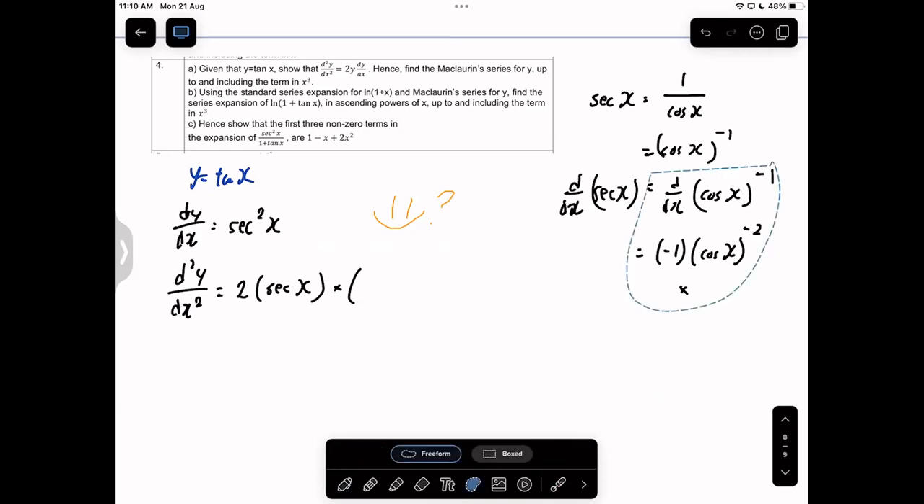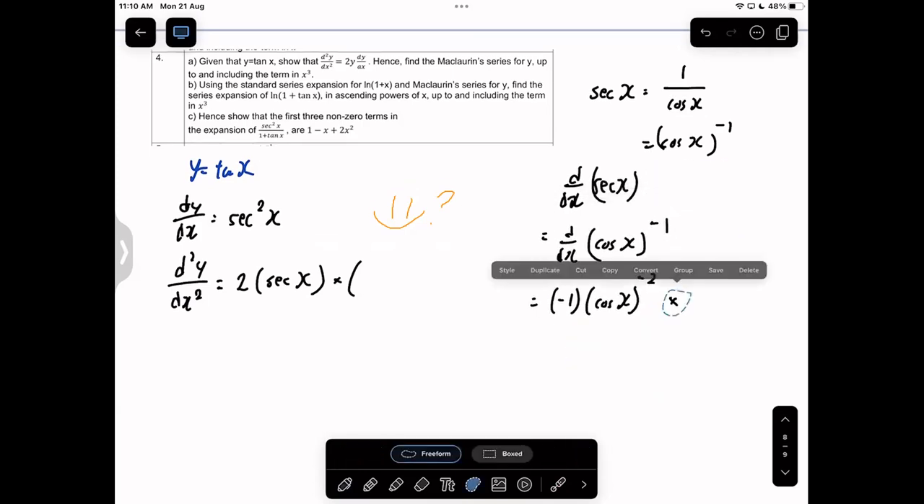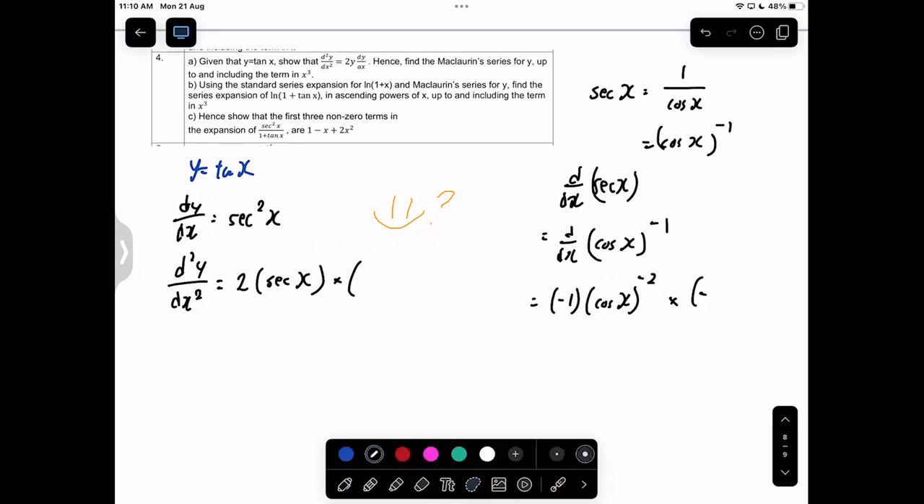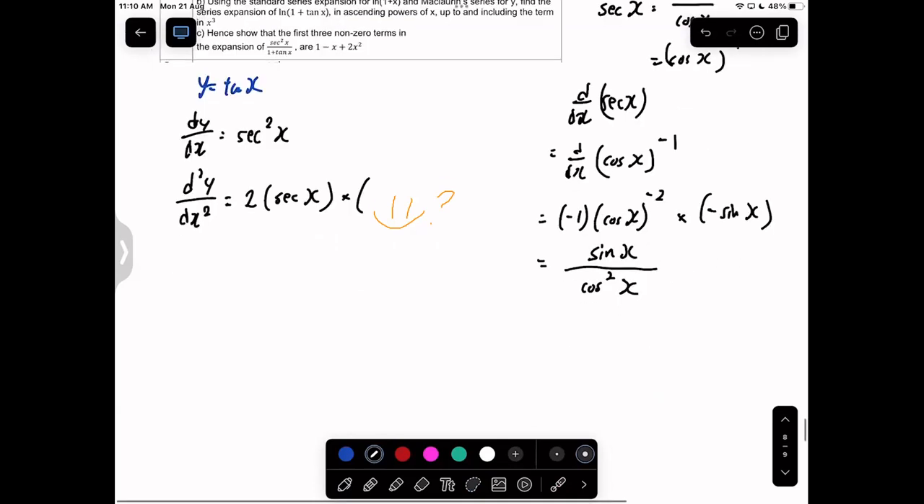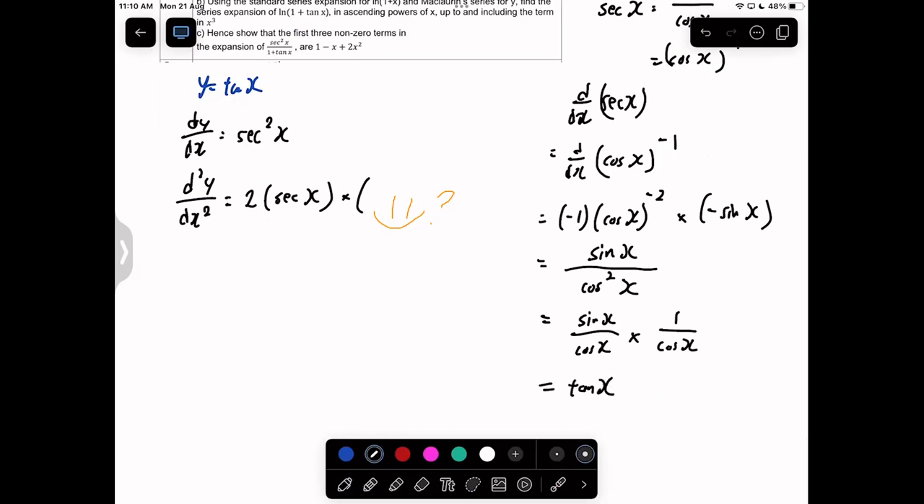I'm running out of space. Let me just bring it over here. Times the derivative of cosine x, which is negative sine x. Simplify, negative is positive, so +1 over cosine x squared times sine x. Simplify this, you end up with sine x on top, cosine x below, times 1 over cosine x. What's sine over cosine? Tangent. What's 1 over cosine? Secant. So this is tangent secant. Good. So now, what did they say?